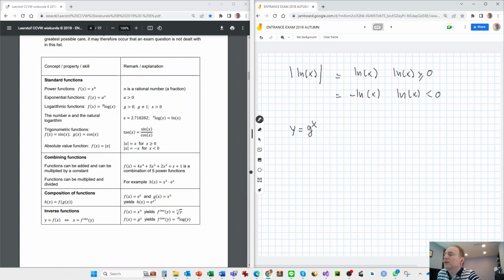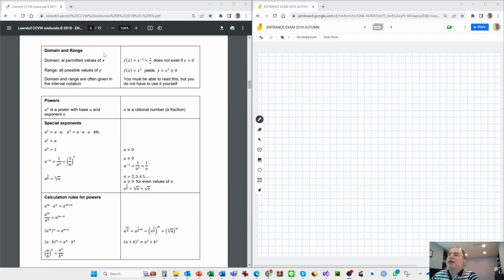Well, take the logarithm with base g on both sides. So you get g log y equals g log of g to the power x. But this, of course, is just equal to x. So by doing this, we have isolated x and written x in a form with y. So we conclude that the inverse function at y is g log y.